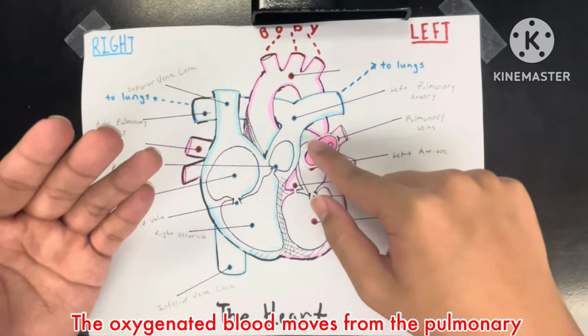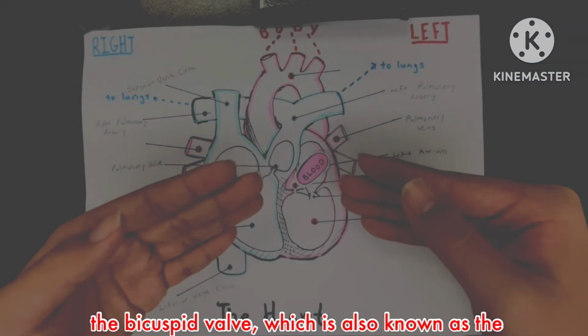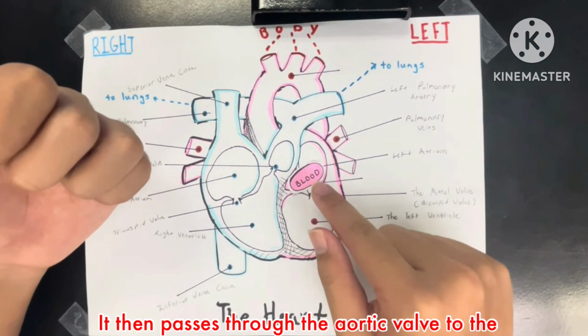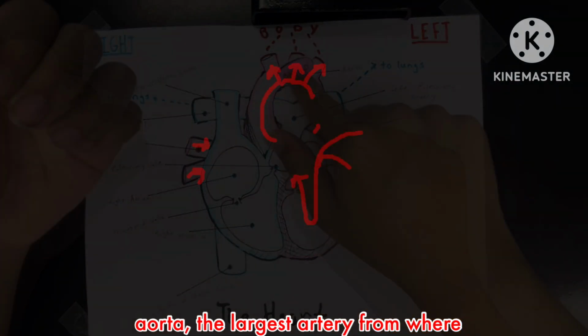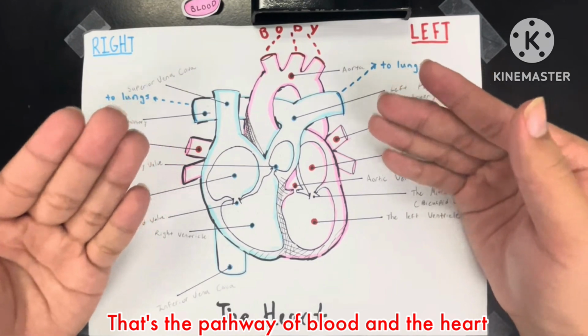Oxygenated blood moves from the pulmonary veins into the left atrium, passes through the bicuspid valve, which is also known as the mitral valve, and into the left ventricle. It then passes through the aortic valve to the aorta, the largest artery, from where it is distributed throughout the body. That's the pathway of blood and the heart structures.